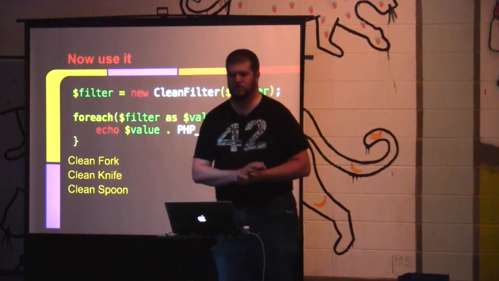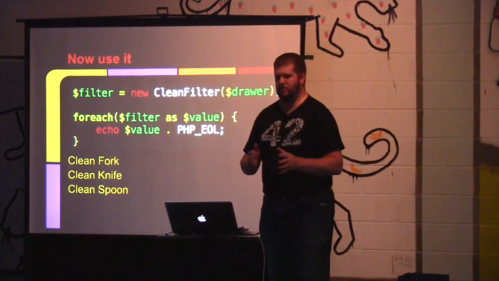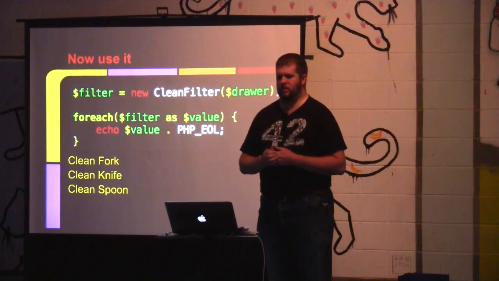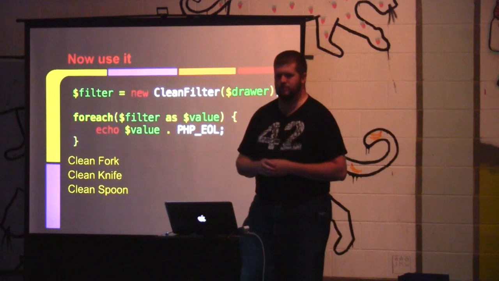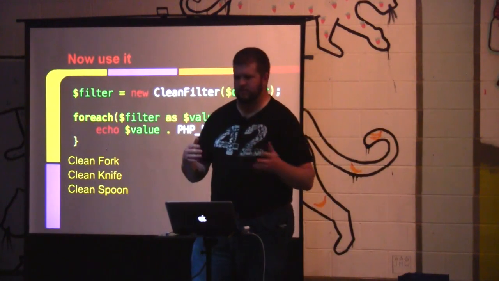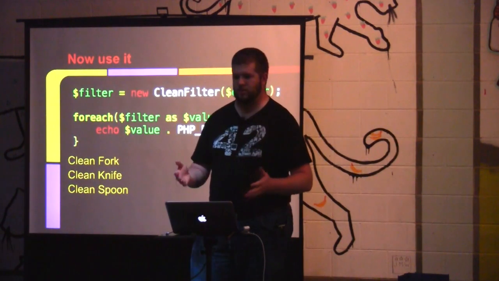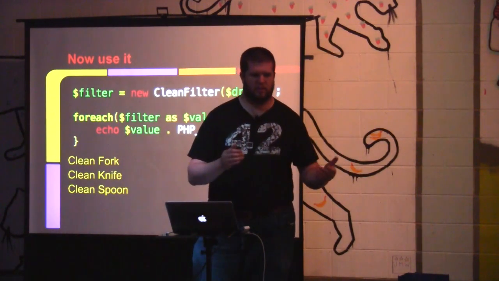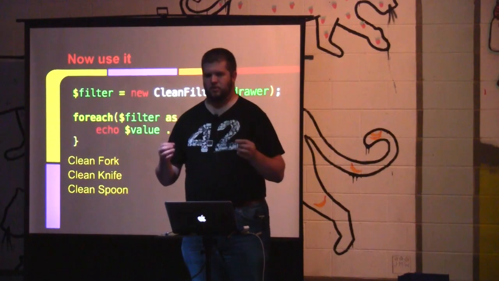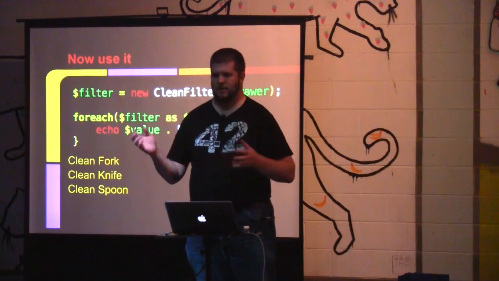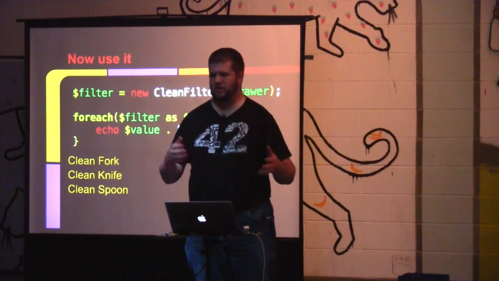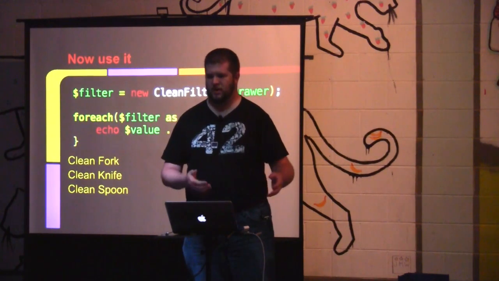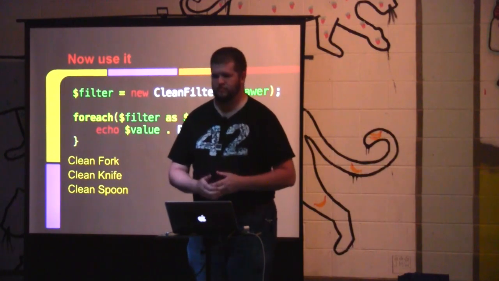So I can create the new filter, pass in the drawer as the iterator from the inside, and then loop over it, and all I get back out is the clean stuff. The dirty stuff was filtered out. That's pretty neat, and you can build any kind of iterator that you want that way. The filter ones are pretty cool. You could also build an iterator that would filter over certain types and combine those. So I could make a fork iterator and a clean iterator, combine those together, and now I only get my clean forks out. And all I have to do is loop over that thing.